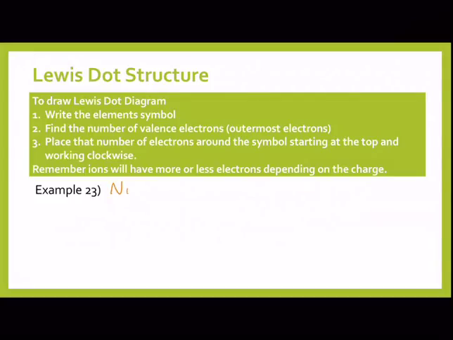So Lewis dot diagrams. This is our last topic for this video. So our first example is nitrogen. It's in group 5. So remember, the group number tells you the number of valence electrons. We write our symbol and draw the electrons around it, starting at the top and moving counterclockwise until we use all of the electrons.